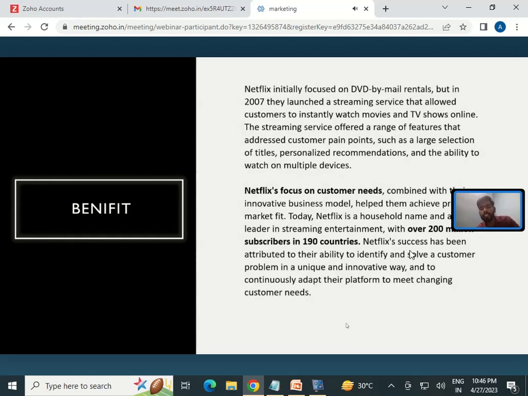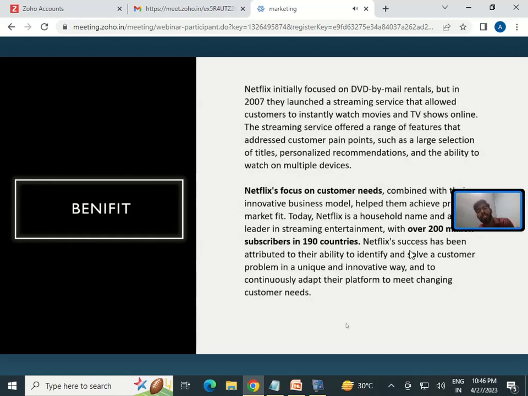The streaming service offered a range of features that address customer pain points, of course, like for kids, for serial lovers, for series lovers. For movies, they have different sections there. So such as a large selection of titles, personalized recommendations, and the ability to watch on multiple devices. You can log in to the account in which you have the subscription and watch anywhere on any device. You are not restricted to the device.